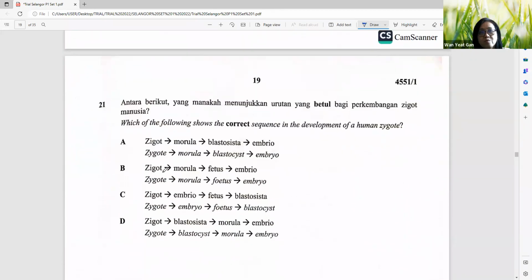Okay, number 21. Which of the following shows the correct sequence in the development of a human zygote? Okay, this is quite simple. So zygote, morula, blastocyst, then only embryo.